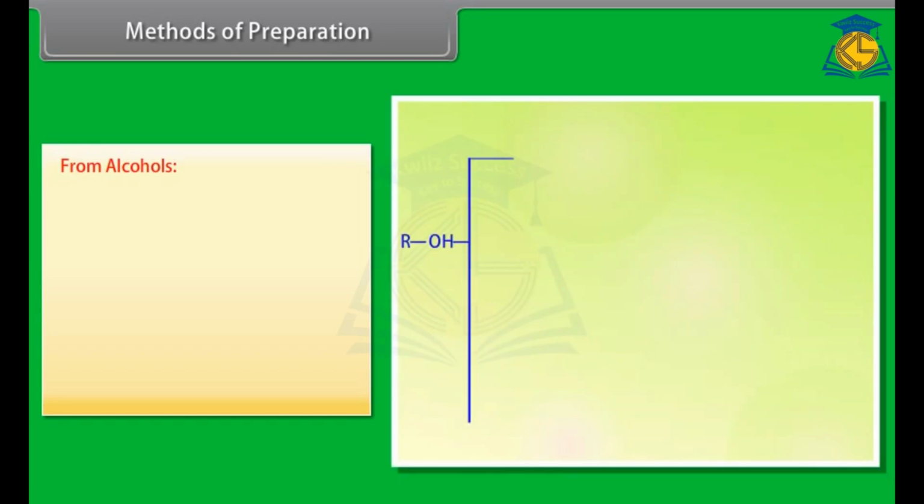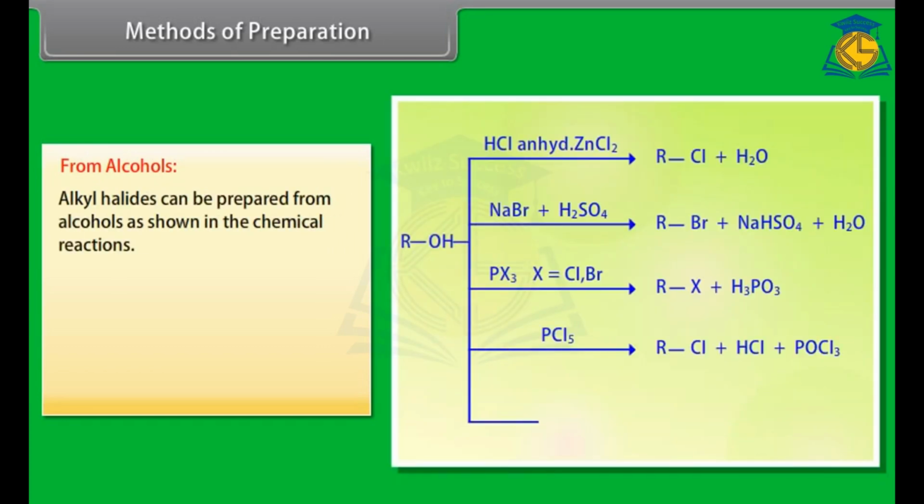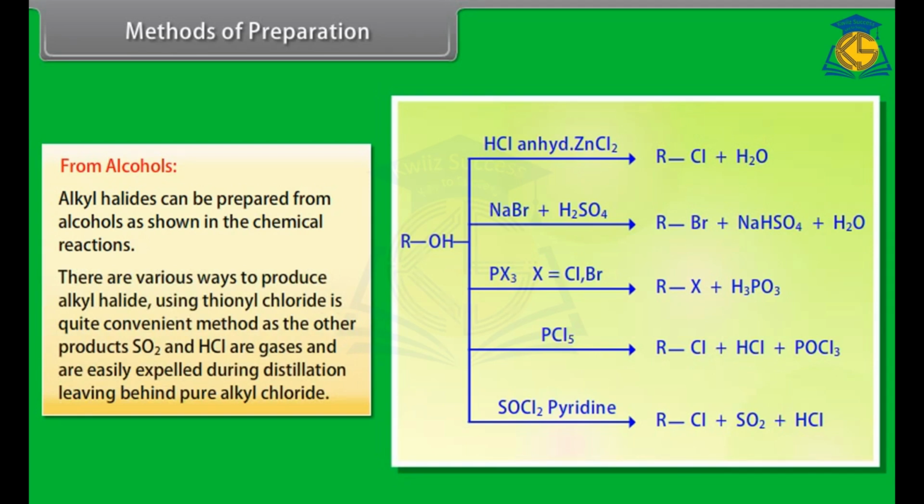From alcohols. Alkyl halides can be prepared from alcohols as shown in the chemical reactions. There are various ways to produce alkyl halides, and using thionyl chloride is quite a convenient method as the other products, SO2 and HCl, are gases and are easily expelled during the distillation, leaving behind pure alkyl chloride. Methods of preparation.